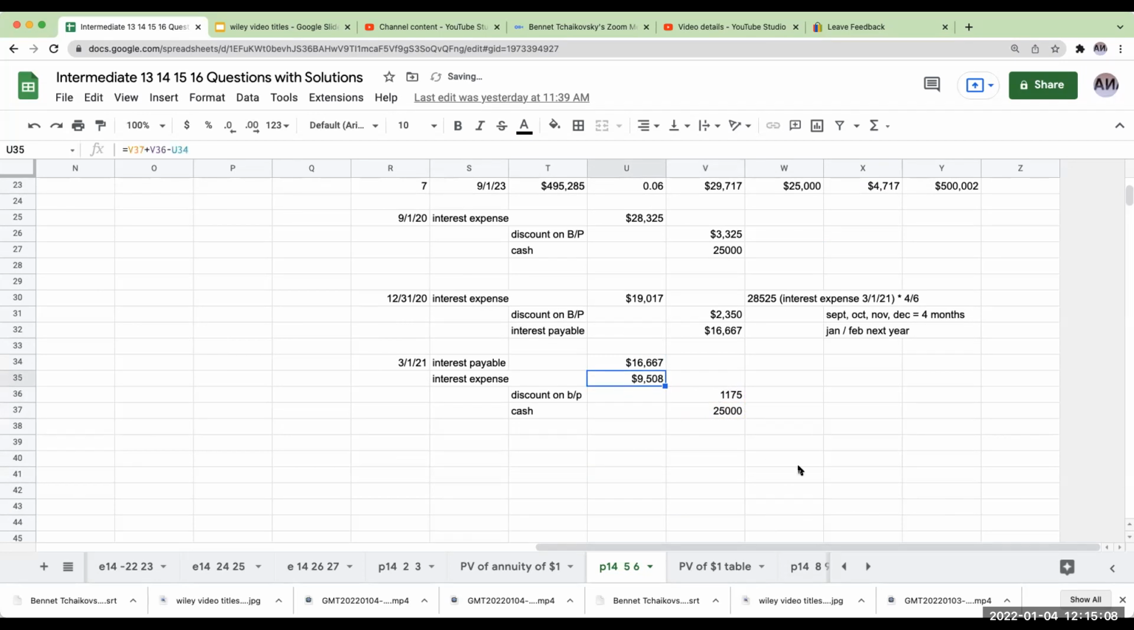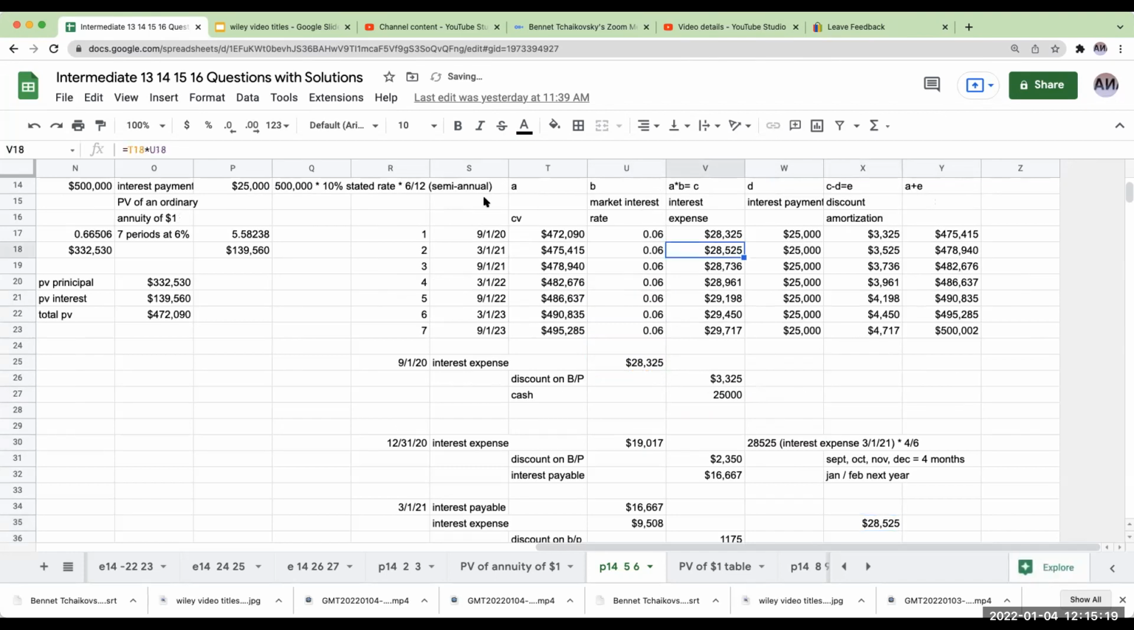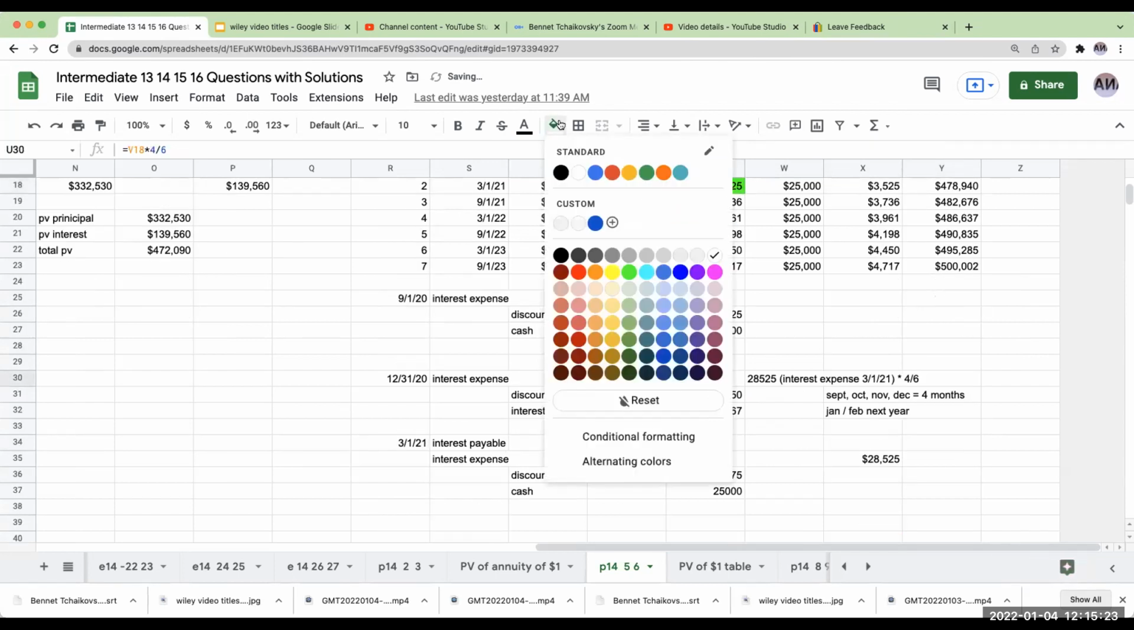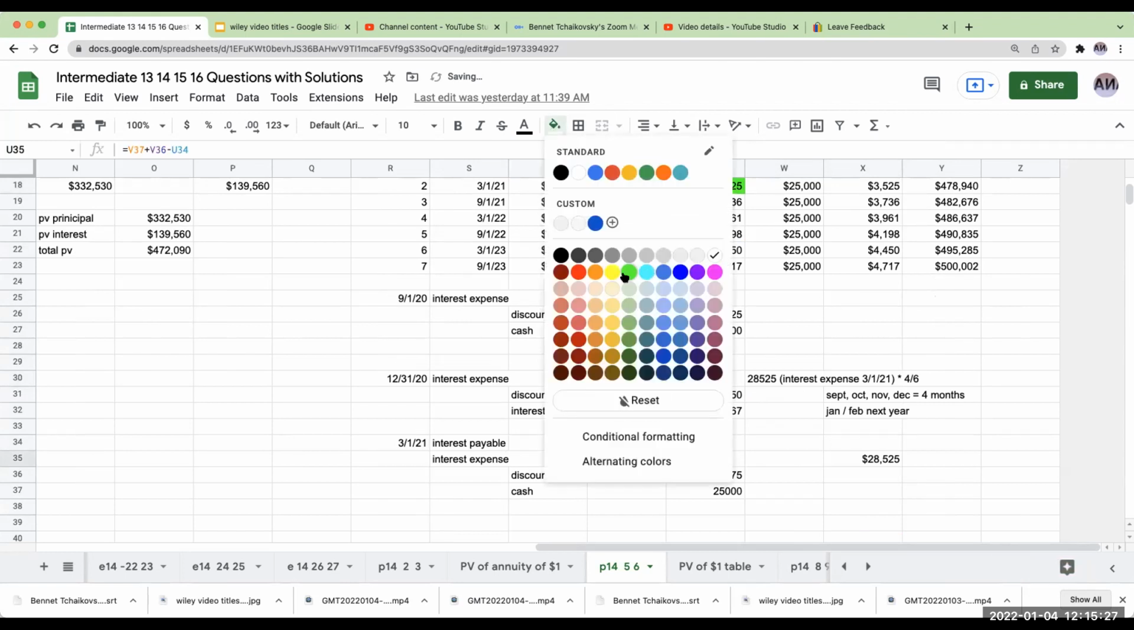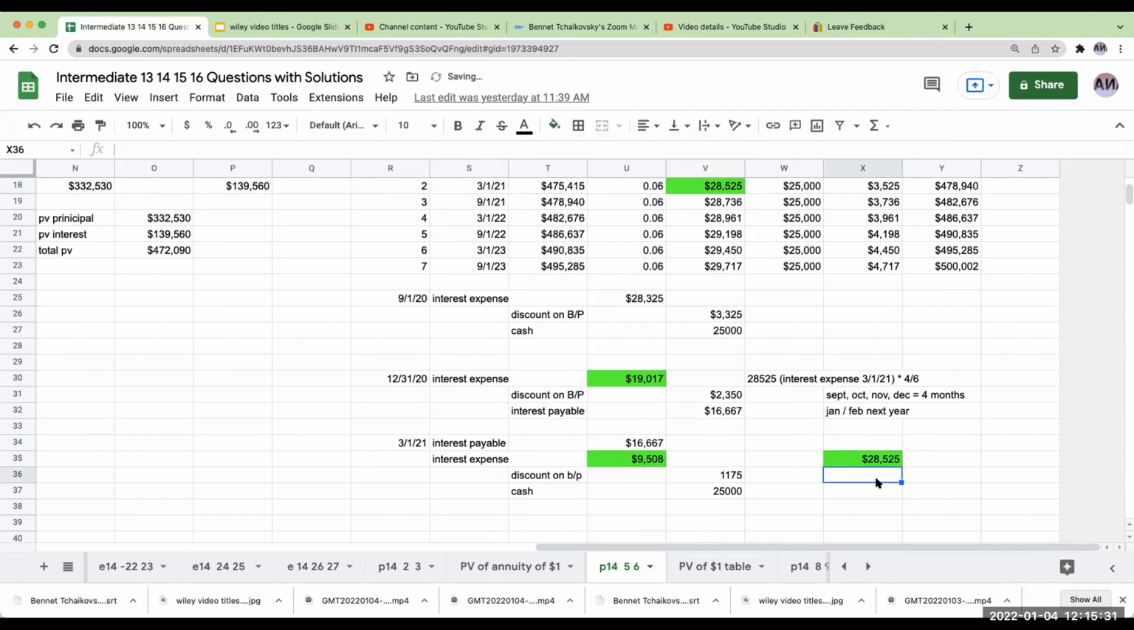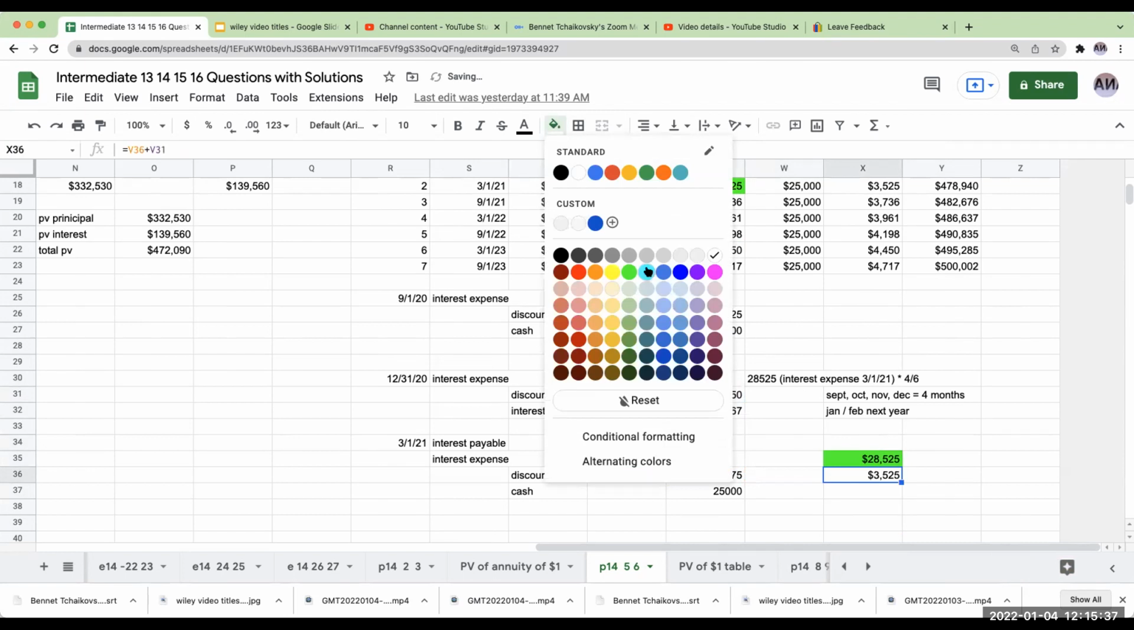So the amount of my interest expense is going to be 9,508. Now, to make sure that I've done this correctly, what can I do? Well, if I add up 9,508 and 19,017, I get 28,525. And then if I add up 1,175 plus 2,350, I get 3,525.